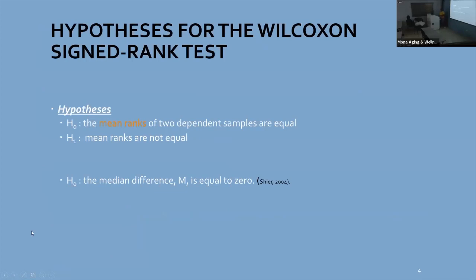In terms of hypotheses, the null hypothesis for the signed rank test is that the mean rank, so now we're introduced to something different, a new term, the mean rank, so you'll know what these are later on. The mean ranks of two dependent samples are equal. And then the alternate hypothesis says the mean ranks are not equal. You may also see, for your null, the median difference, uppercase M, is equal to 0. And then the alternate hypothesis would be that the median difference is not equal to 0.